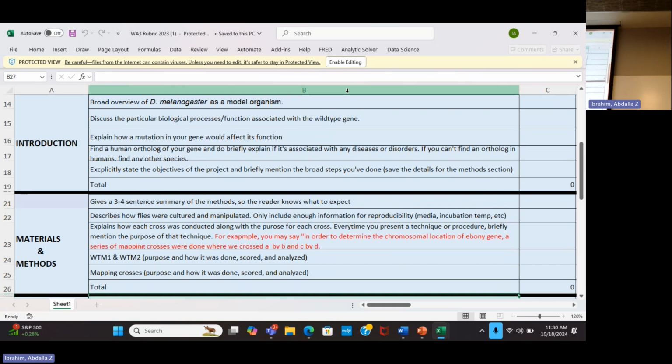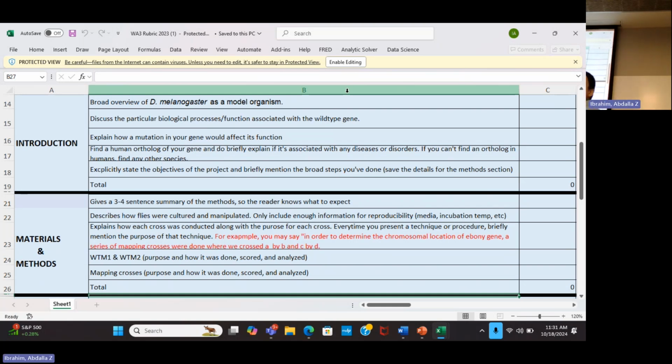So you can mention the food, maybe we use the food from a biological company. When it comes to the mapping process, again, you would say in order to determine the recombination frequency and the distances between unknown genes and other genes, we cross this one, A, B, and C. So make sure to mention the why first. So what else are we missing here?